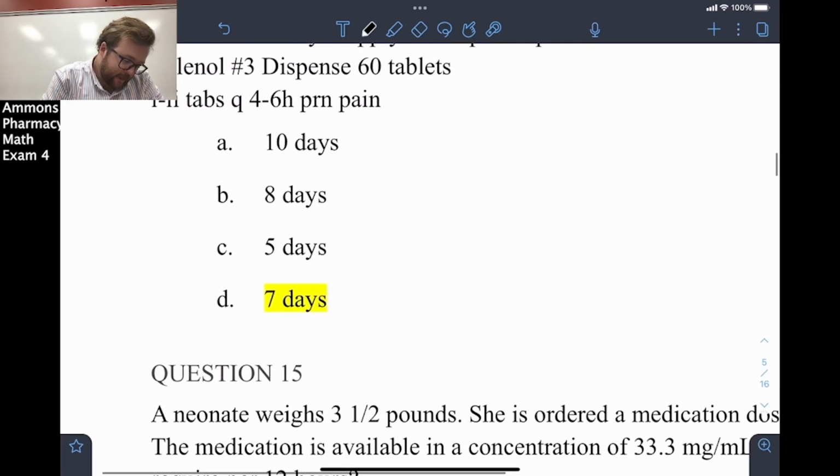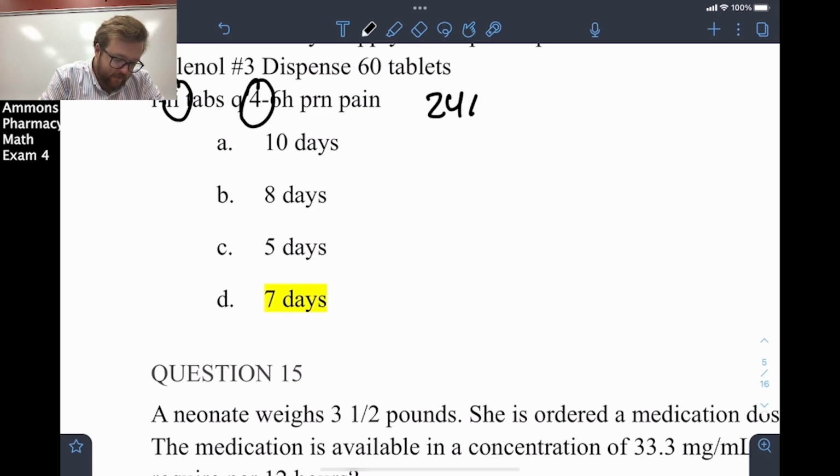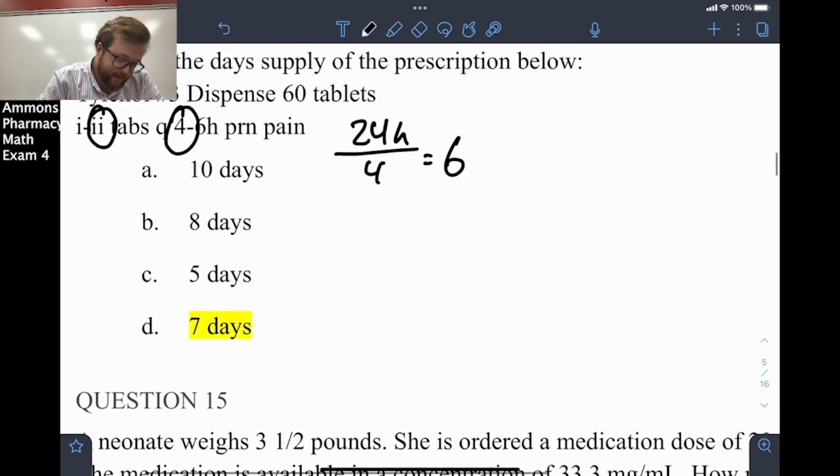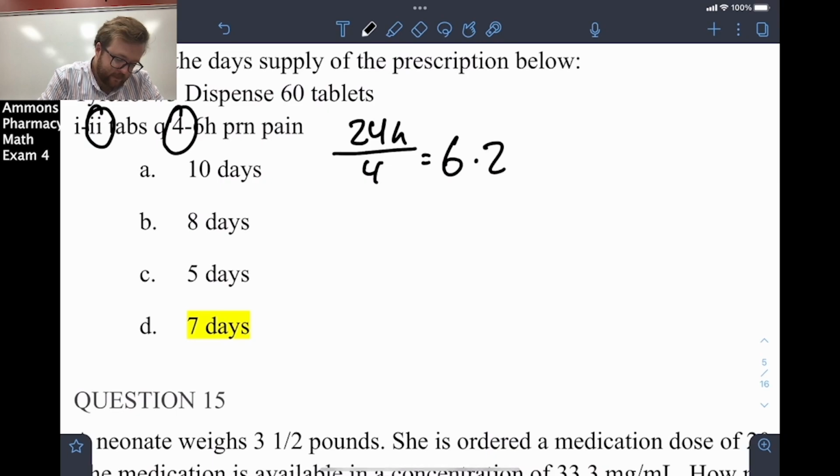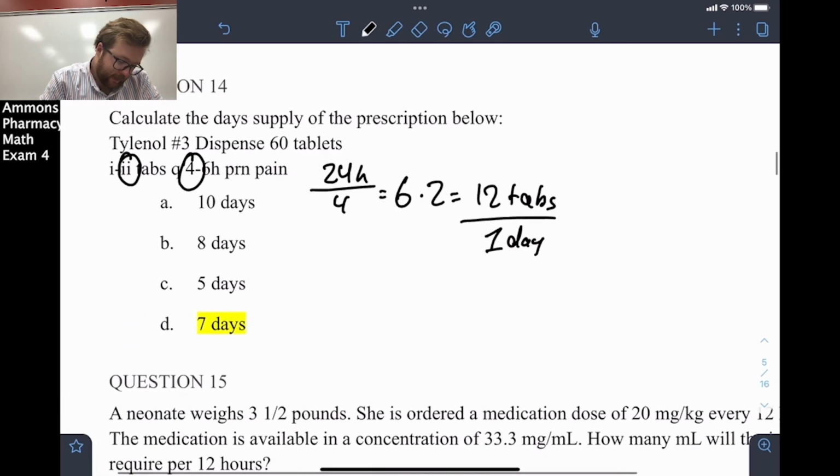Day supply, once again, we have 2 numbers. We have 2 and we have every 4 hours. Every 4 hours is the same thing as 6 times a day. So he's taking 6 times 2, he's taking 12 tabs per day. That's terrible. But how many are we giving him? We are giving him 60.